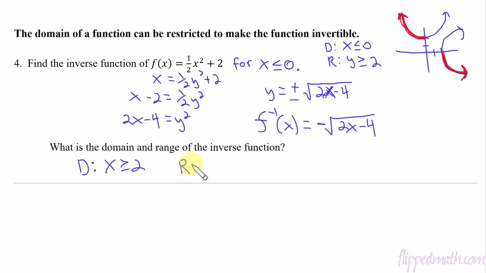And then the range is going to be all the y values that are less than or equal to 0, which swaps with the domain of the original. That matches my picture here. Okay, so that's probably the hardest thing you'll have to do on this practice: when you have a restriction on a domain, coming up with the correct equation, especially if there's a plus or minus, which one is it, and then getting the correct domain and range of the inverse function.